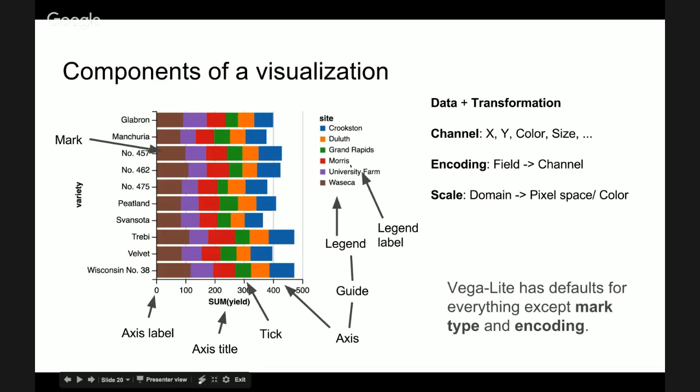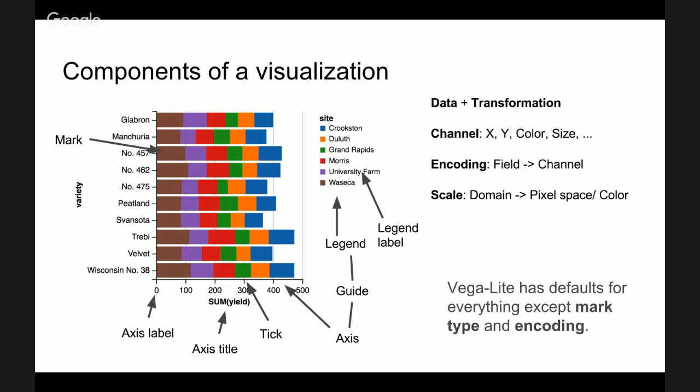If you are not familiar with what legend means, basically, the legend tries to guide you to know how non-positional encoding represents data. Like here, different colors represent different values. Like blue here is Crookston, and orange here is Duluth. And you can create a similar legend when you use shape or size to represent data too.